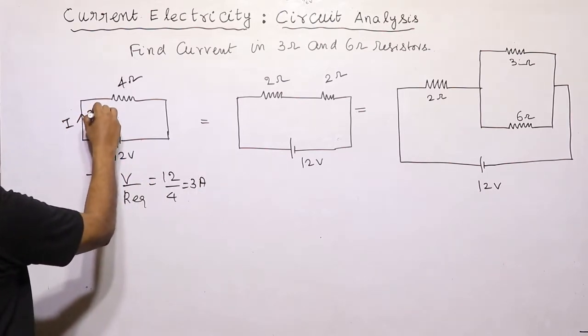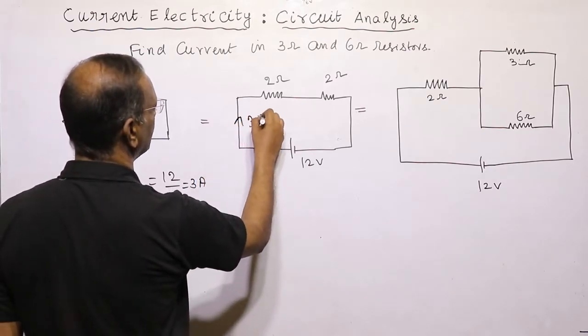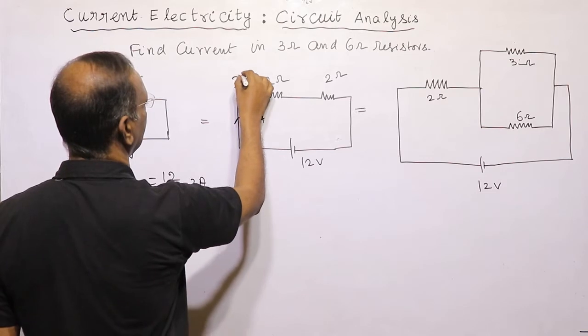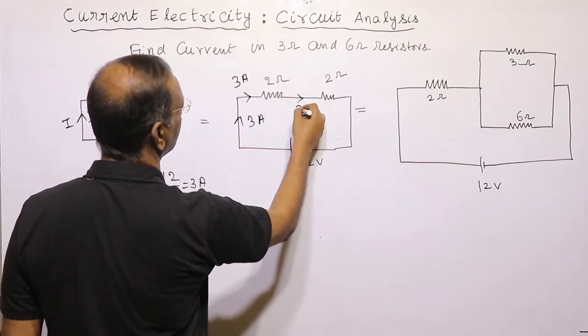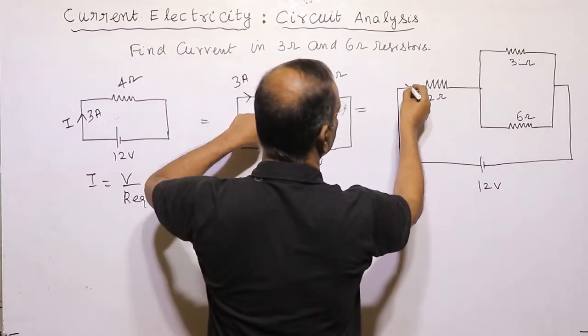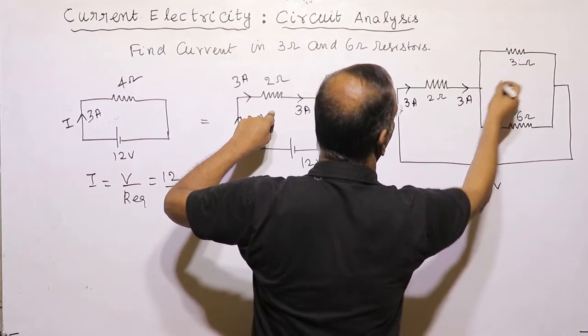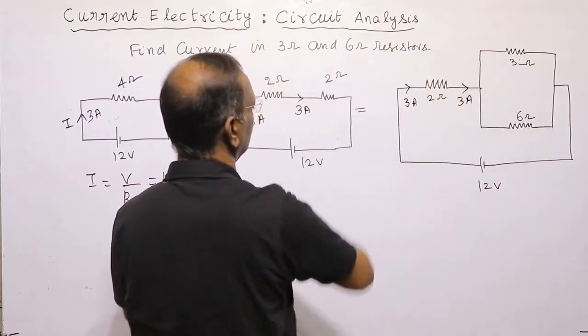It means 3 ampere is flowing here. Since it is a series, 3 ampere will be flowing here also, and here also. 3 ampere will be flowing. This equivalent circuit is this one.